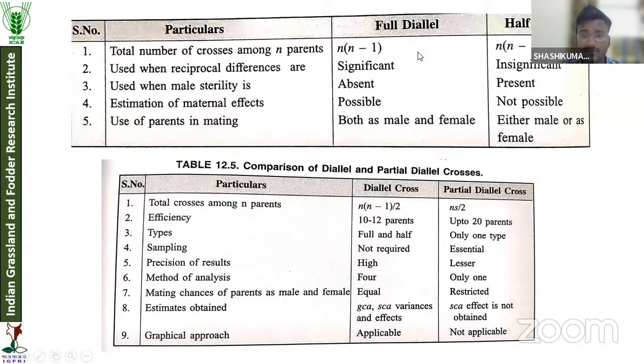So this is the difference between a full diallel and a half diallel analysis. Full diallel means where the reciprocal crosses are also used. Half diallel is where reciprocal crosses are not used. So the total number of crosses in the full diallel is n into n minus 1. Here it is n into n minus 1 by 2.